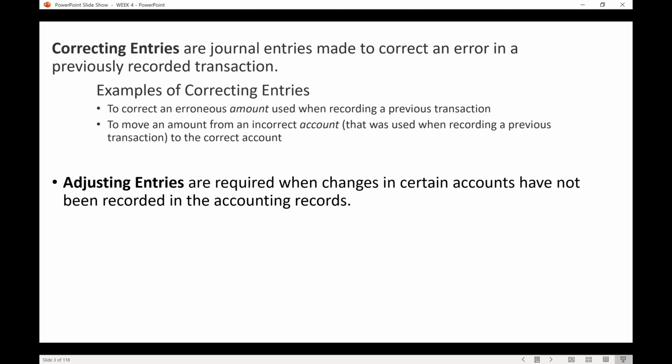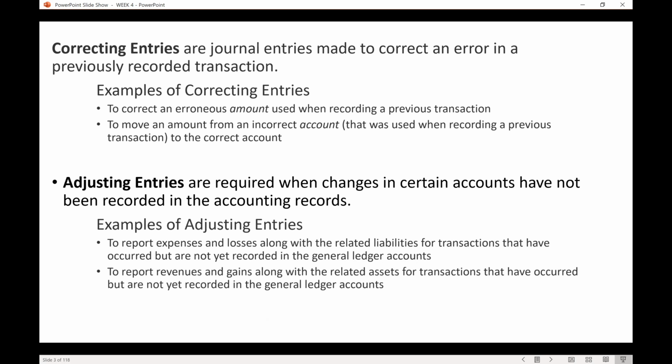Or adjusting entries. Adjusting entries are recorded or are required when changes in a certain account have not been recorded in the accounting records, right? Examples of that include reporting expenses or losses with the related liabilities, or transactions that have occurred but not yet recorded in the ledgers. And the same is true if you're recording revenues or gains.